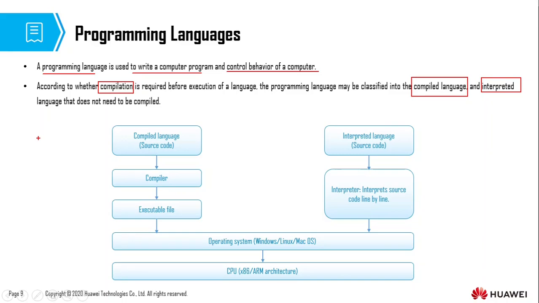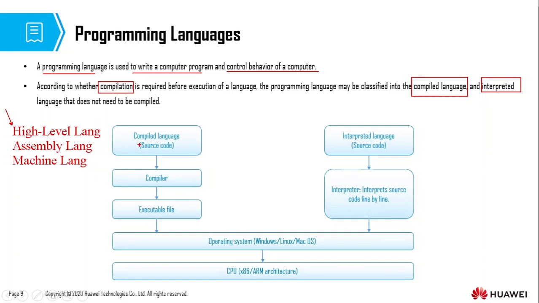Now generally, computer languages can be classified as either high level languages, number two, assembly language, and lastly, machine language. When you talk about high level languages, these are languages that are human readable. They are written in English-like statements.